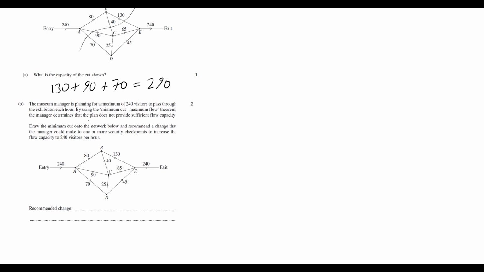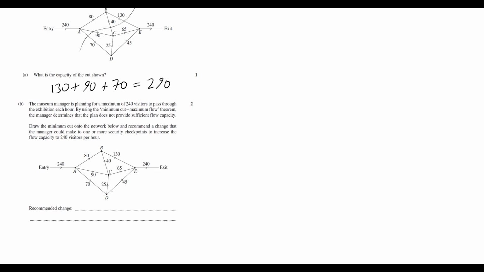So looking at a minimum cut, let's start by looking at what different cuts we can make. We can start maybe through 80, 90, and 70. We could also go through 130, 165. We could also note that the ends are 240. We could also go through maybe like that. There are many, many different cuts that you can explore.